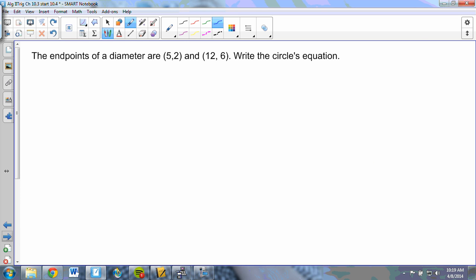The endpoints of a diameter are 5, 2, and 12, 6. We're going to write the circle's equation. We could graph this if we wanted to, but that wouldn't be super helpful. What do we really want to know about this circle? Yeah? Okay, how do I find that? Why would we do that?